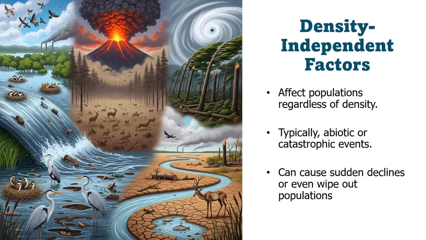These are usually abiotic forces, external shocks like natural disasters, extreme weather events, and human disruptions. Think of floods, earthquakes, droughts, volcanic eruptions, and even pollution. Such events strike irrespective of population density. A hurricane will devastate 50 birds in a colony just as thoroughly as 5,000.